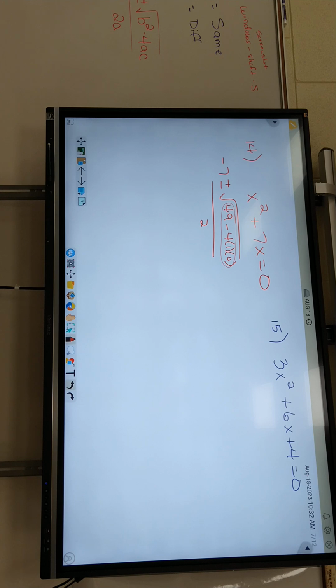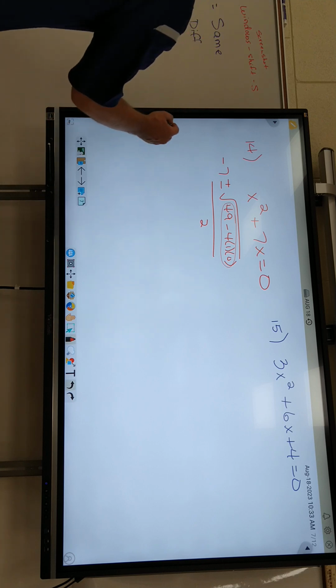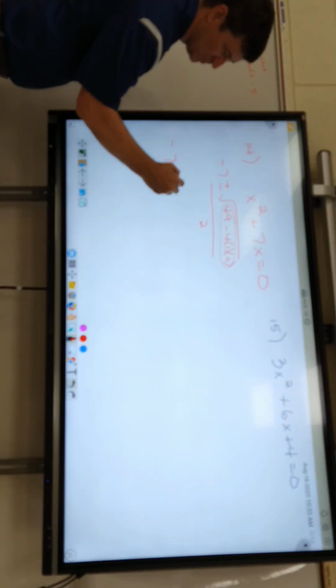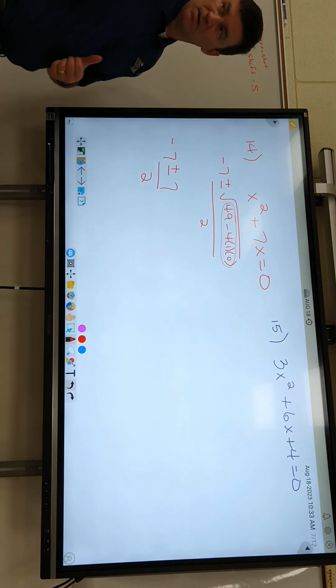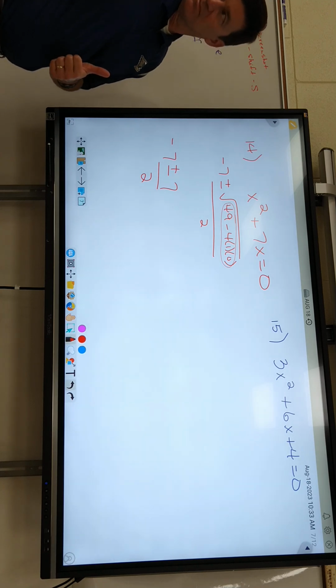Only type in the numbers up under the square root symbol, so the ones I circled. 49. Did you put in 13 and 4? Got 49. Now what's the square root of 49 change into? 7. All right, so y'all should have negative 7 plus or minus 7 over 2. Everybody good on how we got that?